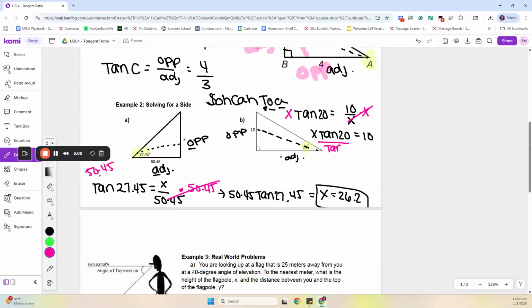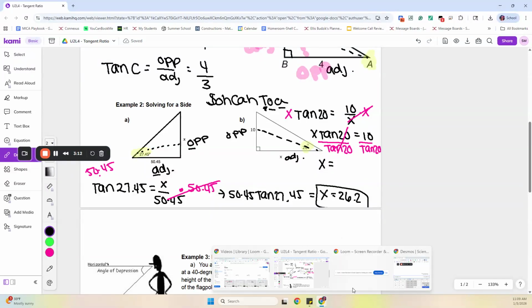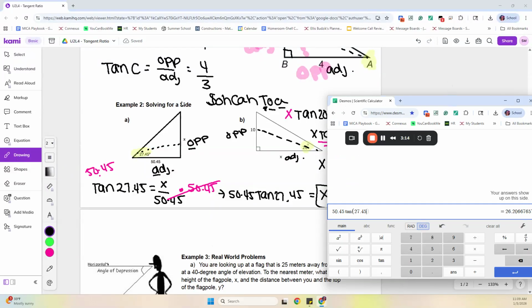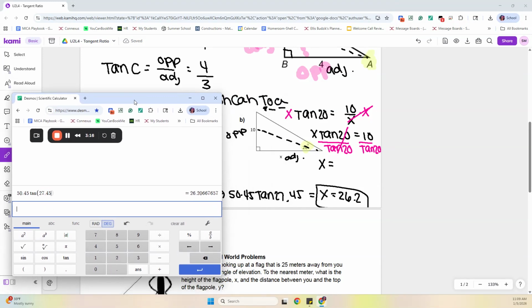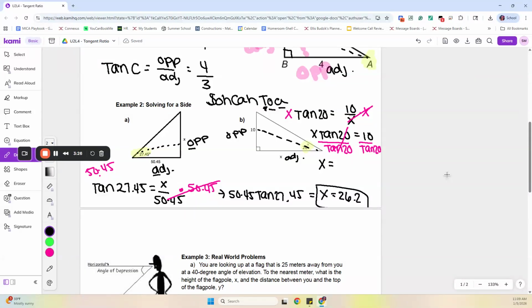So I'm going to divide by tan 20 to get that x by itself, and now I have x equals 10 divided by tan of 20, so let's grab our calculator. So 10 divided by tan of 20, and that gives us 27.5 if we round up. So 27.5.